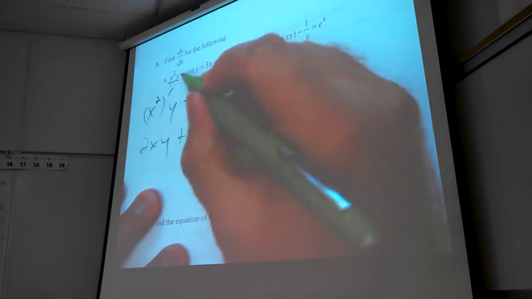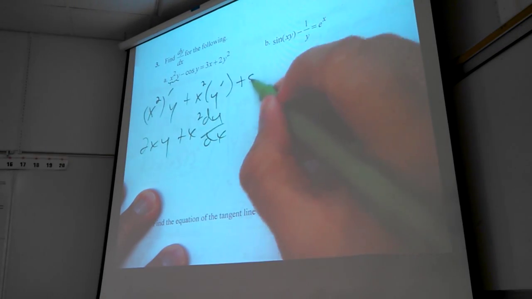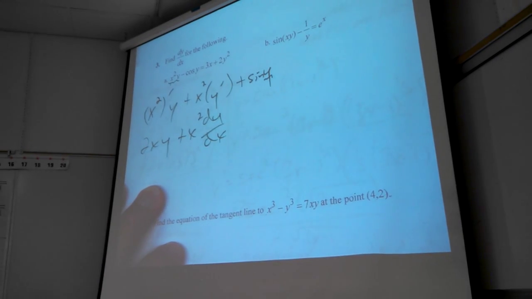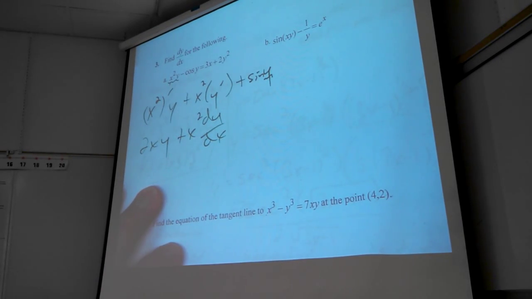It's cosine 1. The derivative of cosine is negative sine, so it makes it a plus. The chain rule says the inside is a funky function, right? I don't know what y is. So then I have to multiply by the derivative of the inside.